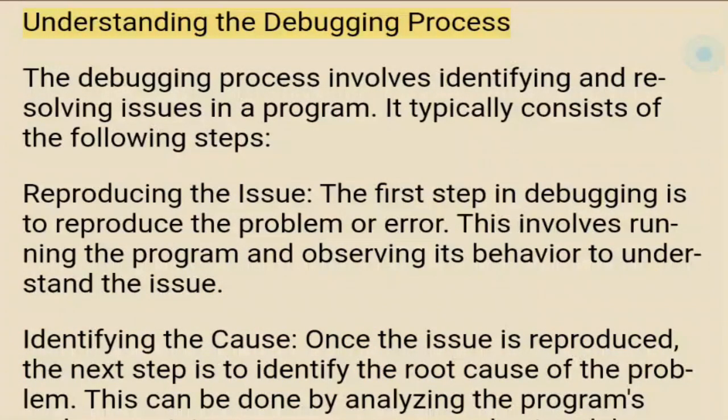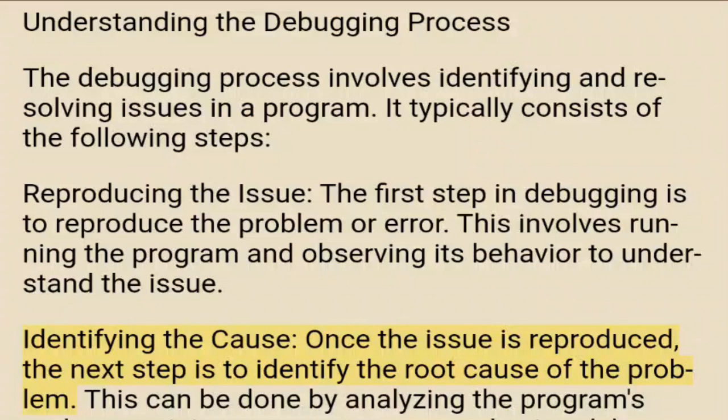Understanding the debugging process. The debugging process involves identifying and resolving issues in a program. It typically consists of the following steps. Reproducing the issue. The first step in debugging is to reproduce the problem or error. This involves running the program and observing its behavior to understand the issue.